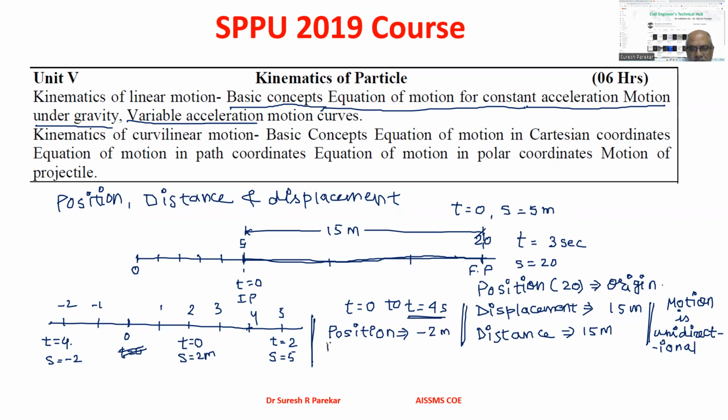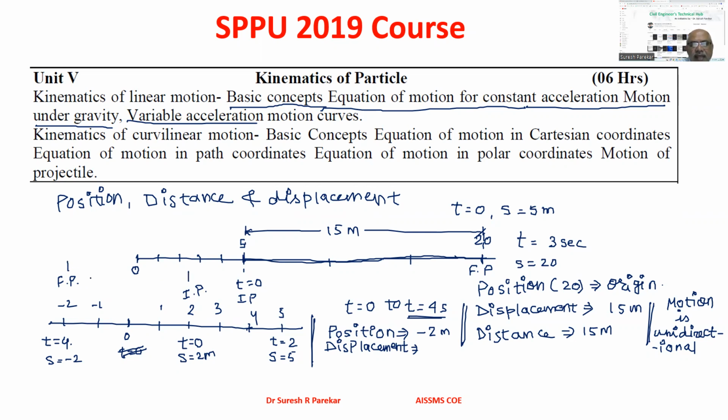Now what is displacement? The distance between initial and final position. Initial we have t is equal to 0, so this is the initial position. And here we have t is equal to 4, this is my final position. Then we have the distance between initial and final position. Now we have here and then we have here.